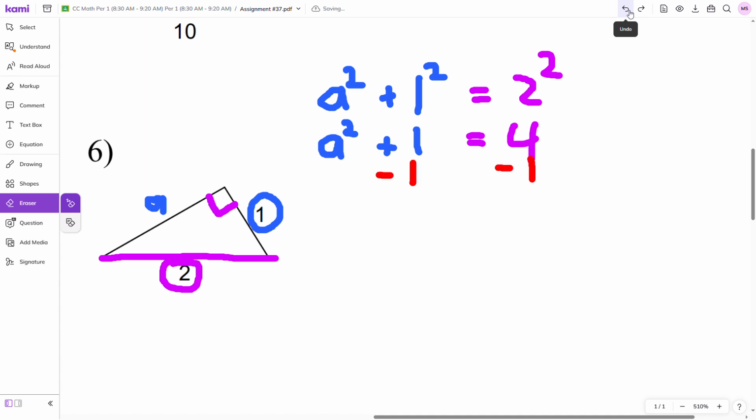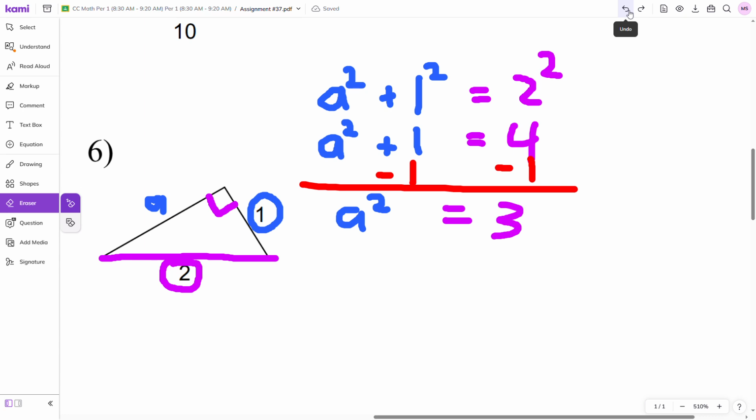Then we got to subtract 1 on both sides. The reason why we do that is because we're trying to get the A squared by itself. So we subtract 1 from both sides. We put a little line so that we know that we're going to subtract that. And on the left side, we're just left with A squared. And on the right side, you can see 4 minus 1. That's just going to be 3. Now what? Well, as before, we got to get that variable by itself. We got to get that A by itself. And because it's being squared and we want to get rid of the squared, we got to do the opposite of squaring, which is square rooting. So we're going to square root both sides, and that's going to give us A equals the square root of 3.